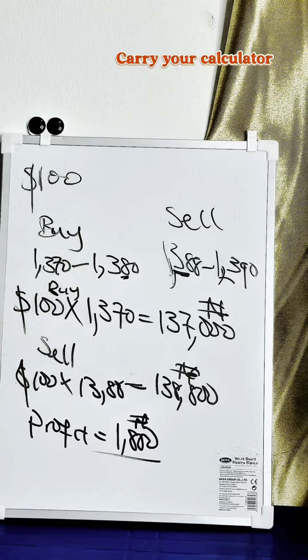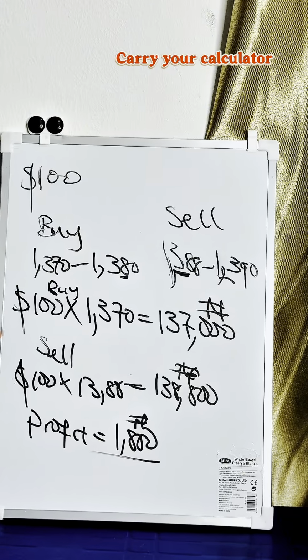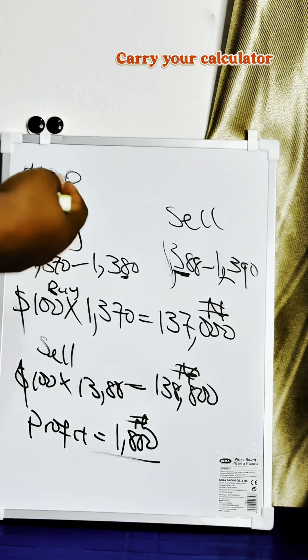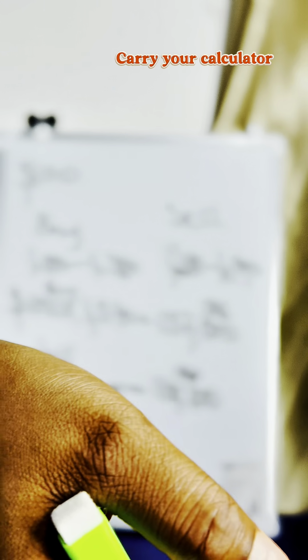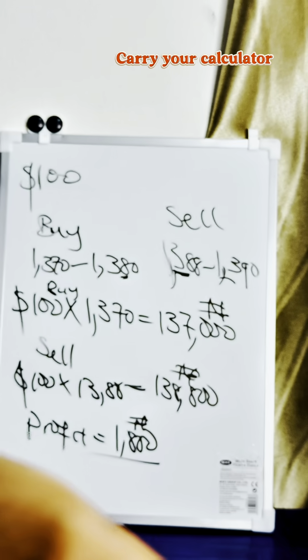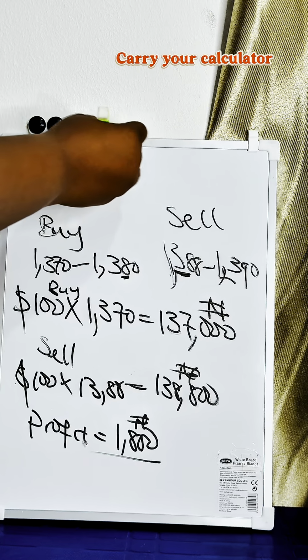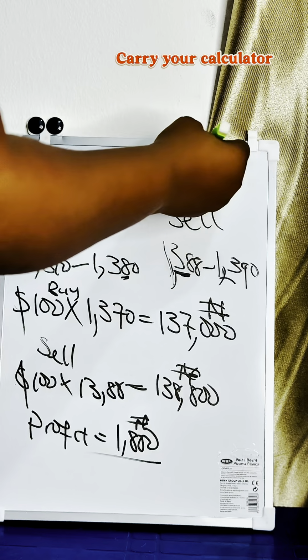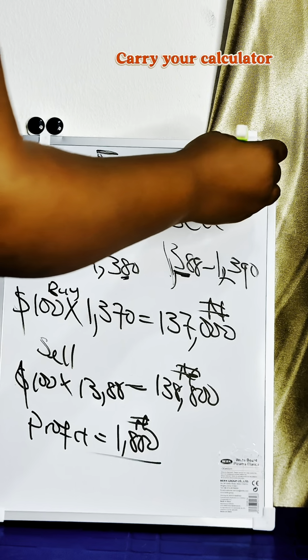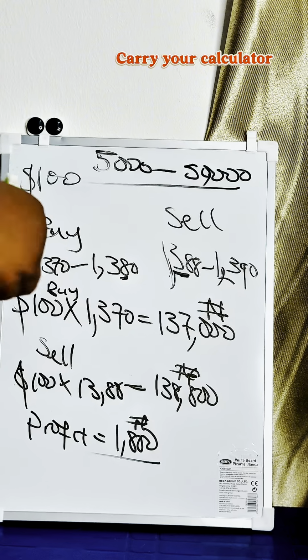But it's not always like this, and I'll tell you why. If you're setting your ads to buy, you'll be having a range. Because you have a lot of competitors in the market and you're buying with $100, which is not even up to what a good percentage of merchants are using to trade, you want to start from 5,000 to 50,000 naira. This will be your buying range.